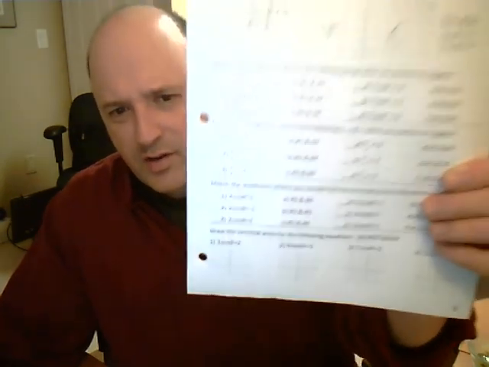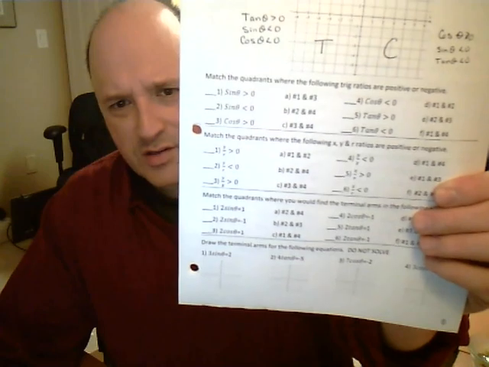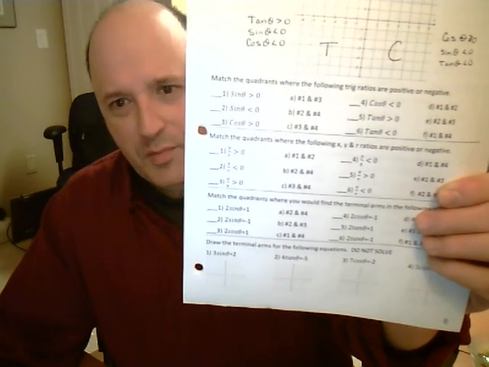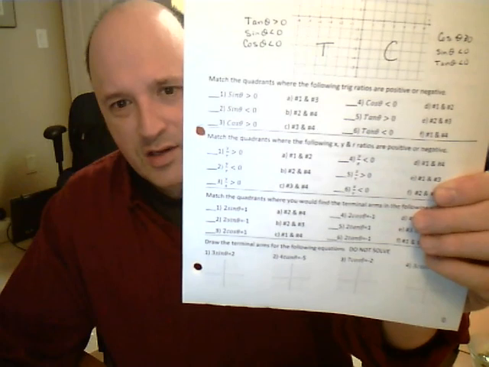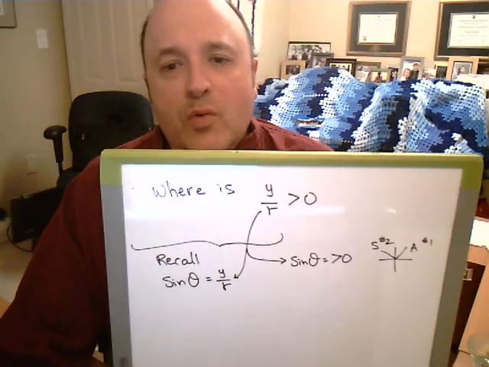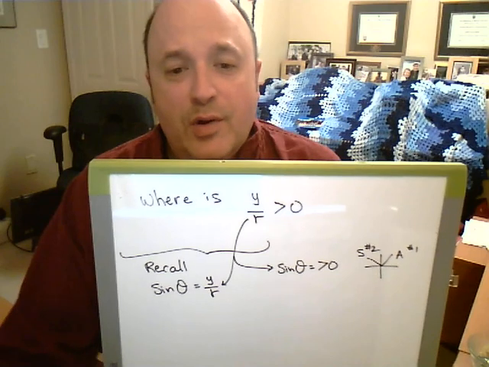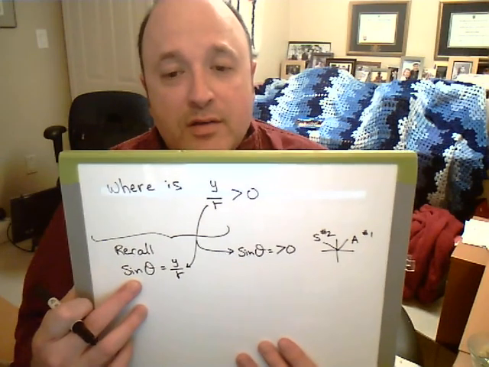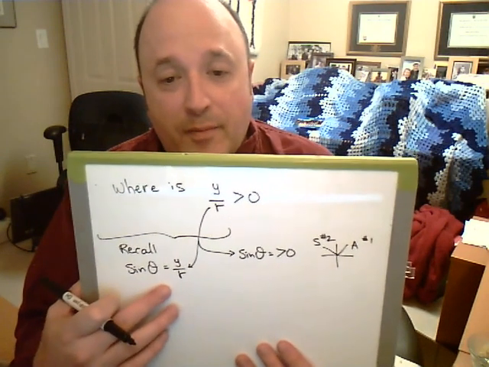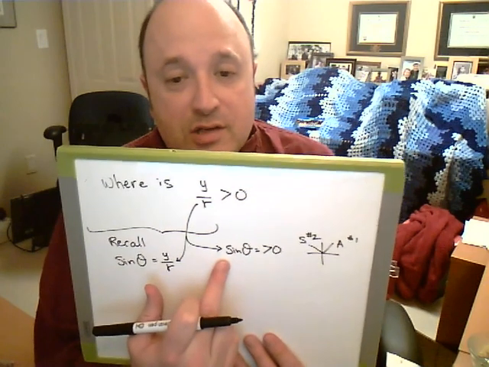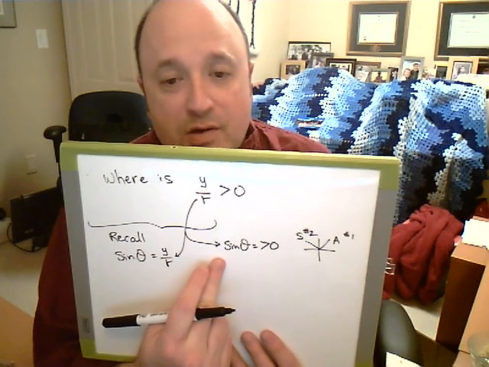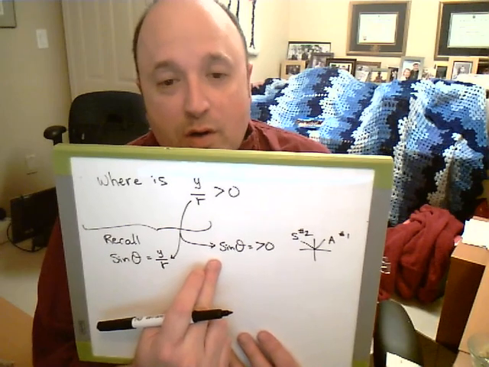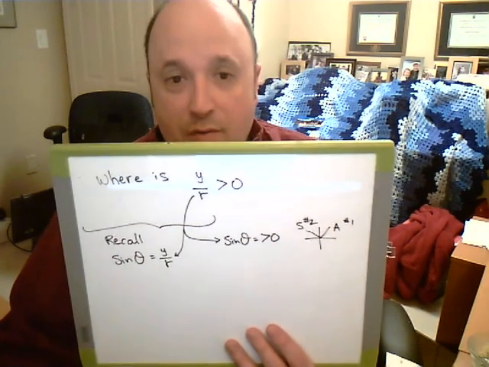In the second section, I changed from sines, cosines, and tangents to y's over r's and x's over r's, right? I know it's hard to see off the screen. All you have to do is remember how the ratios of sine, cosine, and tangent relate to y over r. So where is y over r greater than 0? Well, recall sine theta is y over r. So you just convert it from y over r to sine theta, and then that's just like the last question. Same idea: quadrants 1 and 2. And that's all I'm really asking you to worry about there.